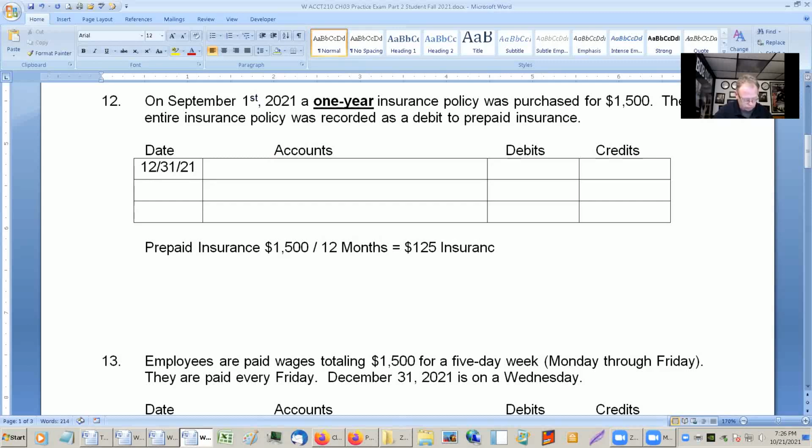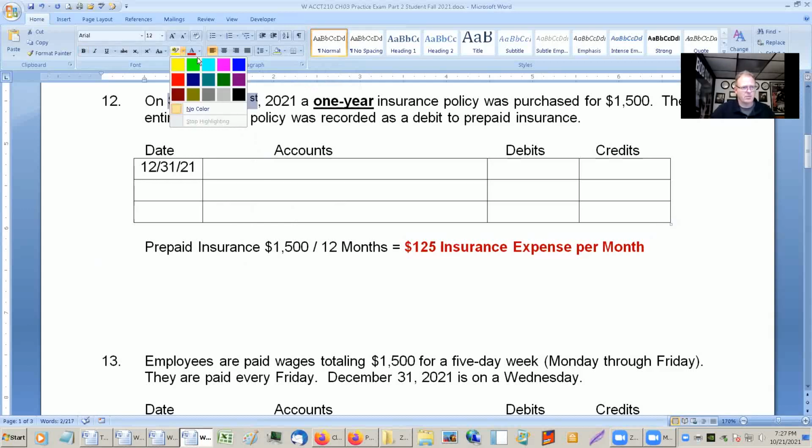125 times 4. Times 4 will be 500. Okay, so 500 is used. Yeah, so now notice that they bought this thing in September. Yeah, they bought it September 1st. So we count September, October, November, December, 4 months. Exactly.